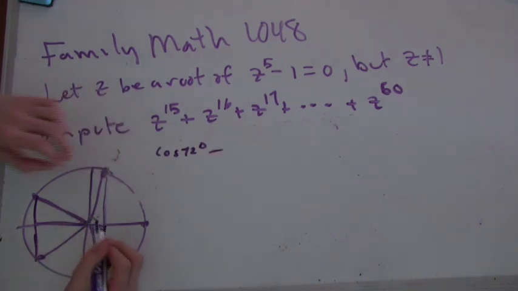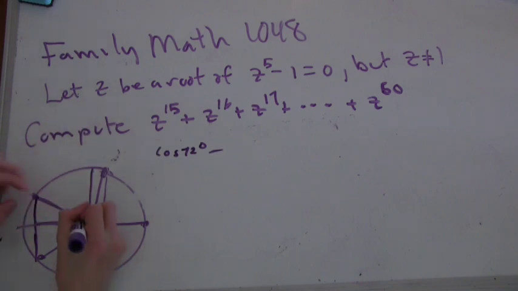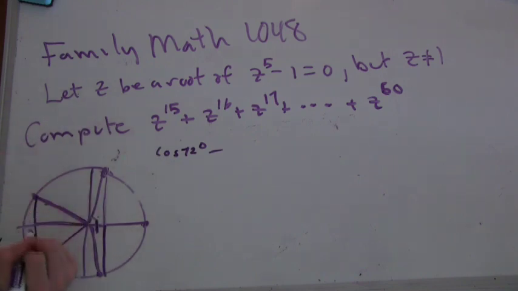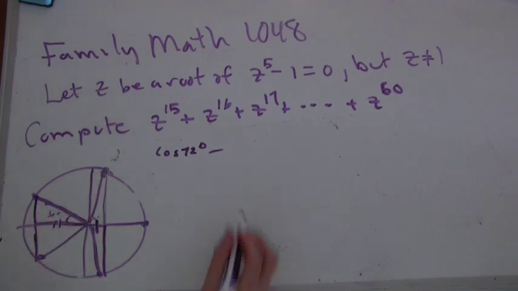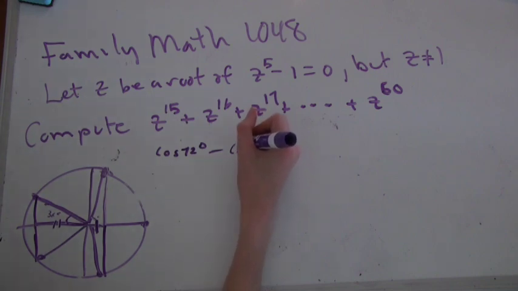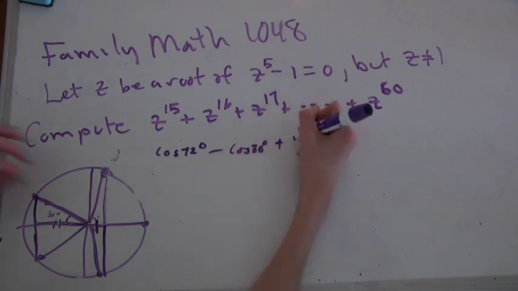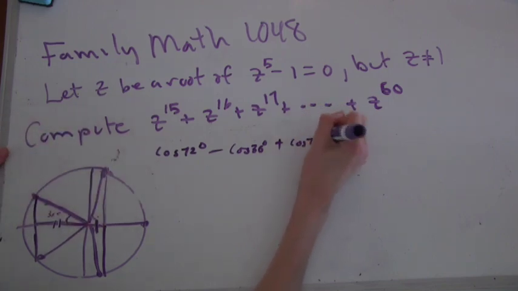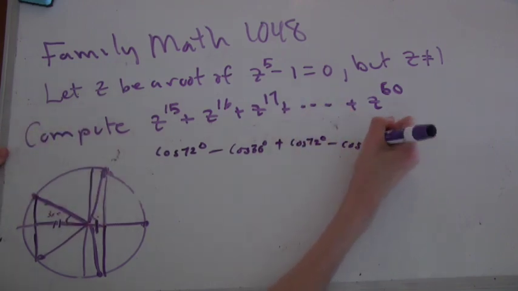And since adding another 72 degrees brings you around to 144, 180 minus 144 is 36. So this angle here is 36 degrees. So you'd be subtracting cosine of 36 degrees. And add another cosine 72 and subtract another cosine 36.